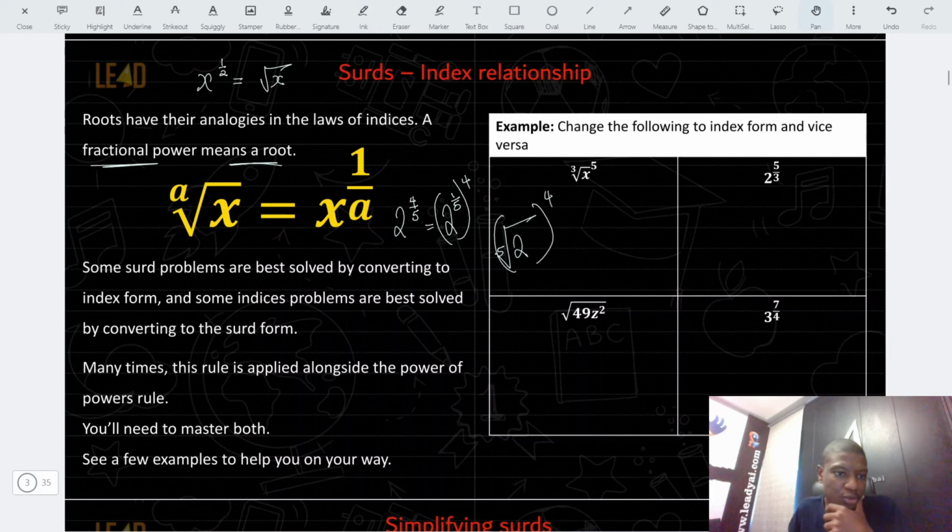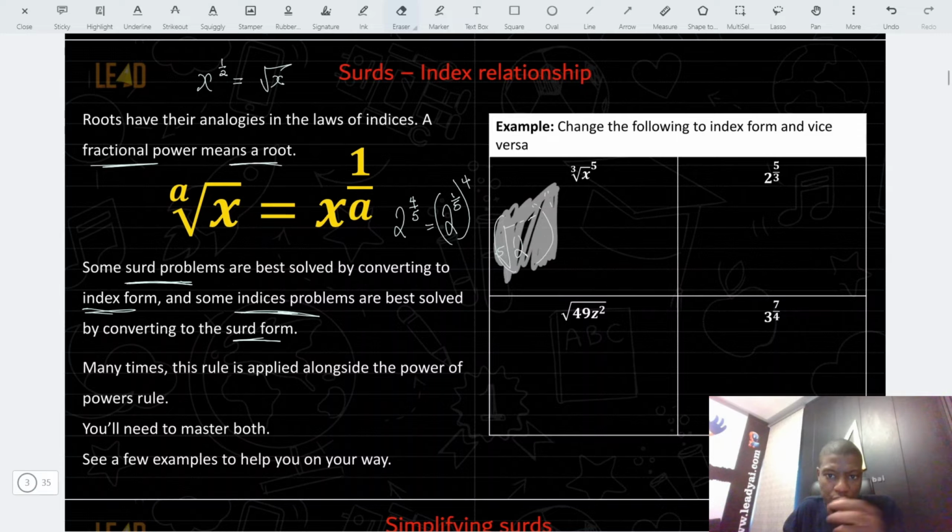Sometimes you have some surd problems that you best solve by converting to indices, and some indices problems that you best solve by converting to surds. So you should be able to master them both ways. It's something you can work on outside of this, because we don't have enough examples here. We're just trying to throw the topic in or remind you of the idea.